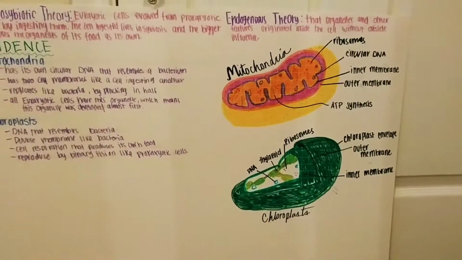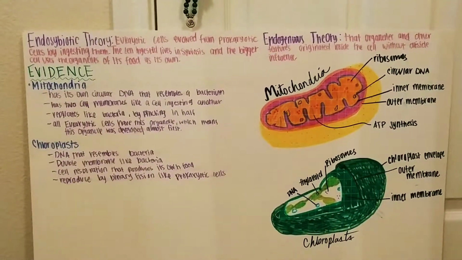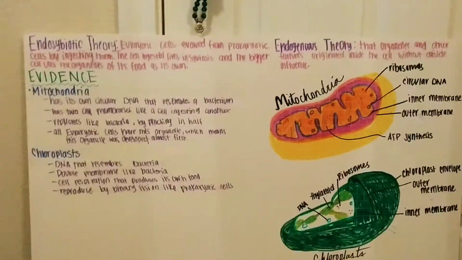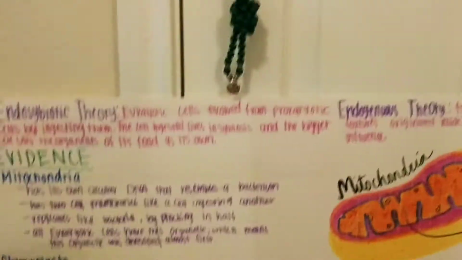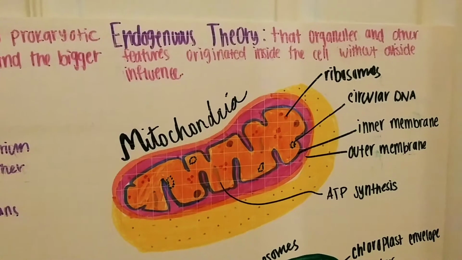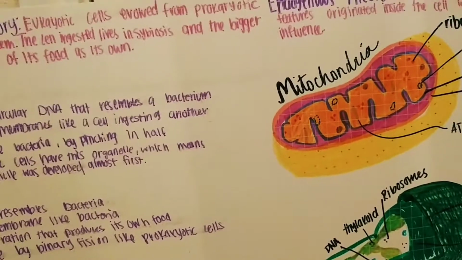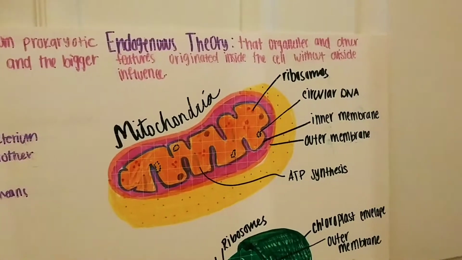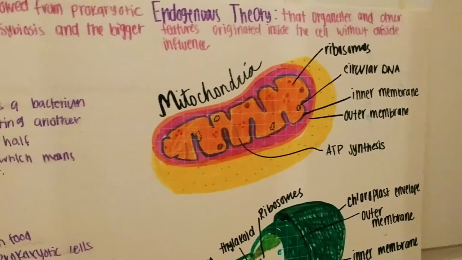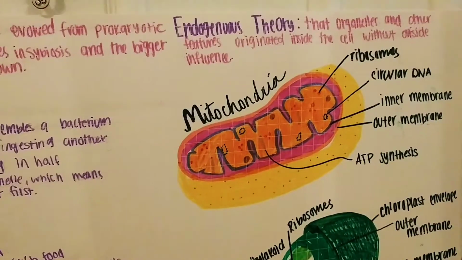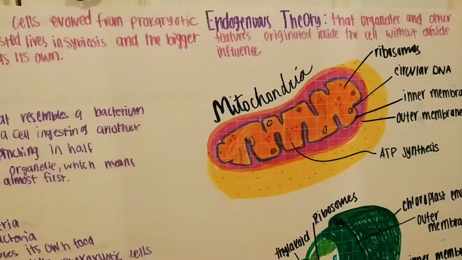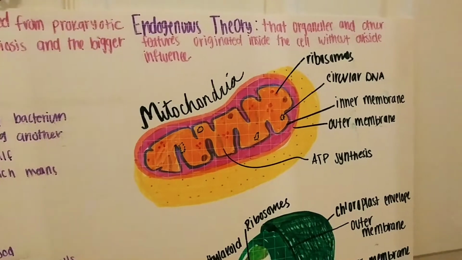I have a poster comparing the endosymbiotic theory and the endogenous theory. The endosymbiotic, well actually let's start with the endogenous, states that organelles and other features originated inside of the cell without outside influence. If it was an outside influence, it would be exo rather than endo. And it's more like different prokaryotic cells.